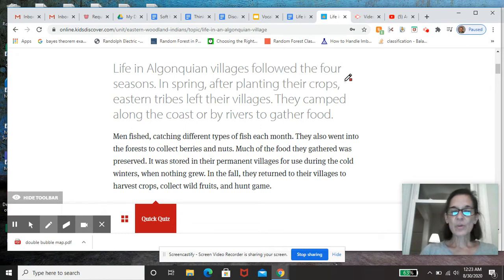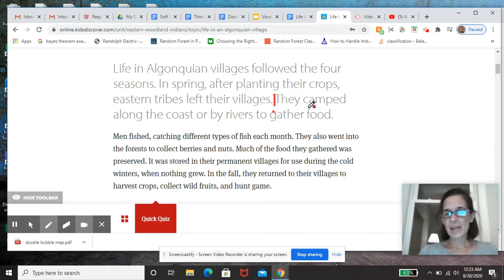Life in Algonquin villages followed the 4 seasons. In spring, after planting their crops, eastern tribes left their villages. They camped along the coast or by rivers to gather food. Okay, well, that surprises me that after they planted their crops, they left because we thought they were permanent.